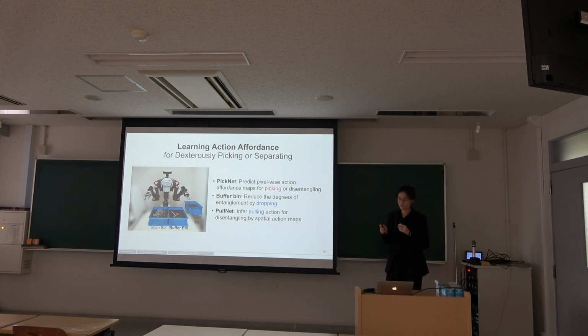First, we train a network, PickNet. It is trained to let the robot select if it should pick isolated objects or disentangle the entangled objects by predicting a pixel-wise action performance map. And then we set a buffer bin in the middle of the workspace to let the robot drop the entangled object as a disentangling strategy. And finally, we train PullNet to inform the pulling directions and positions as another disentangling strategy. So we propose 2 disentangling strategies in this work.